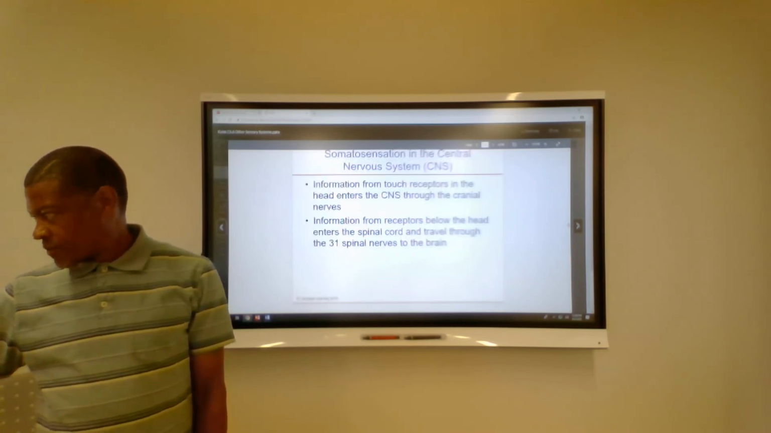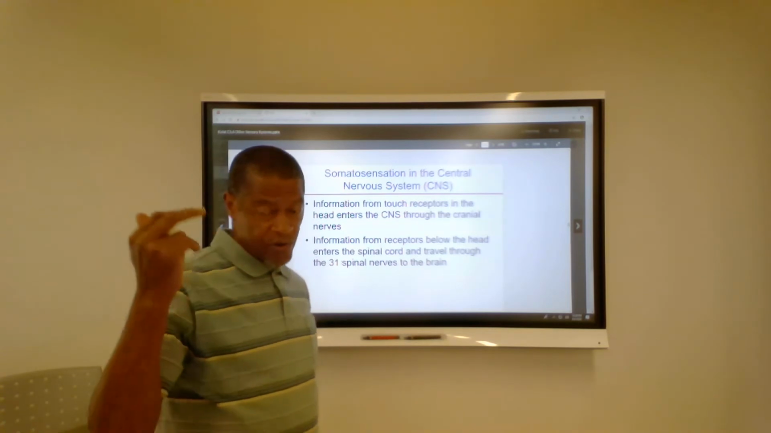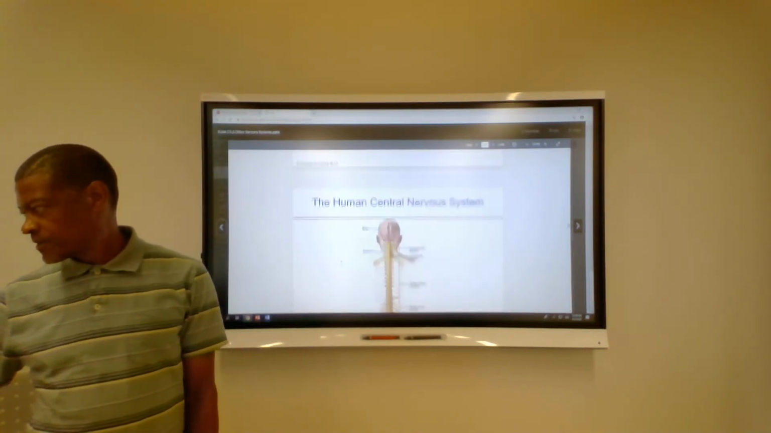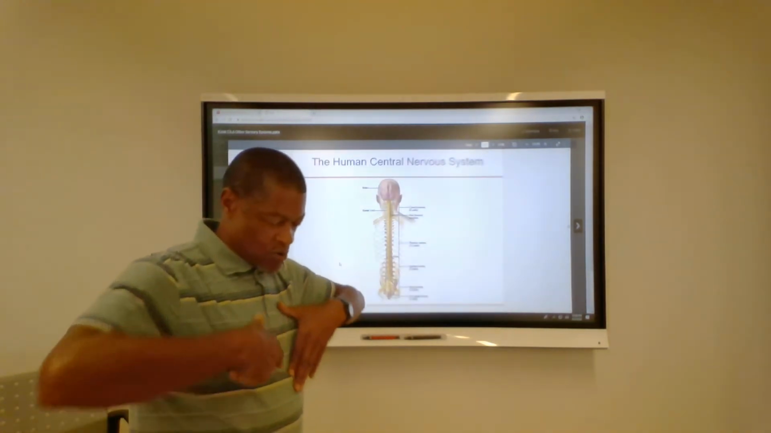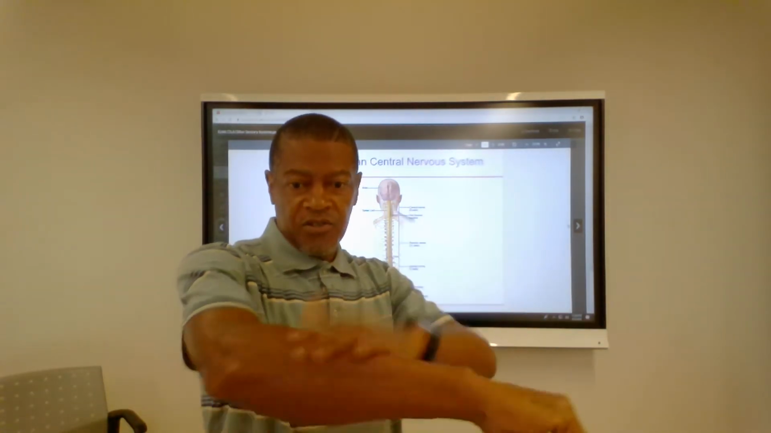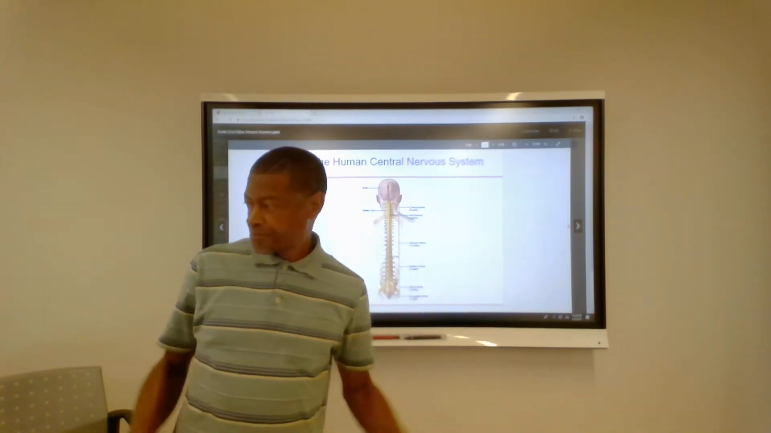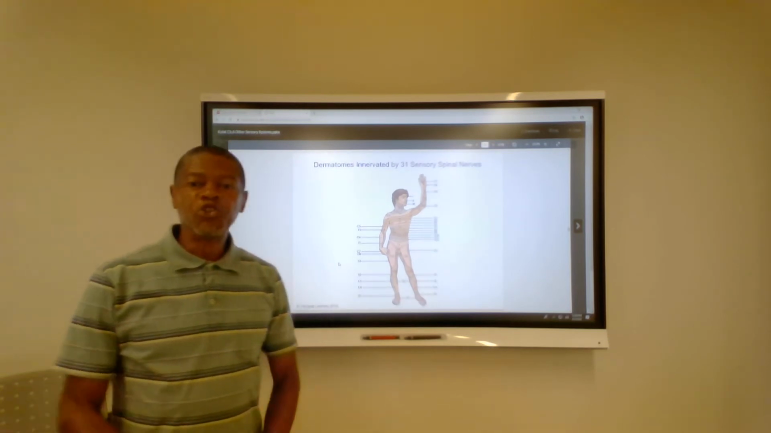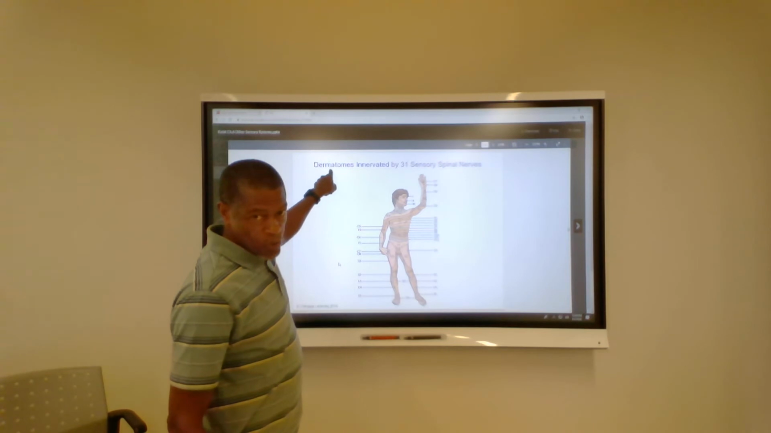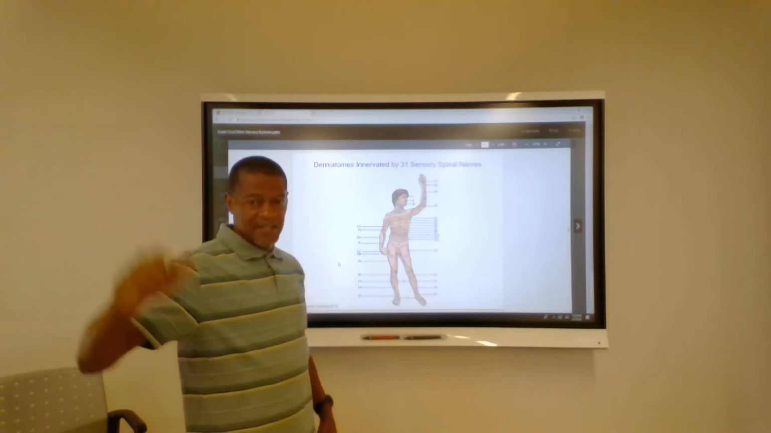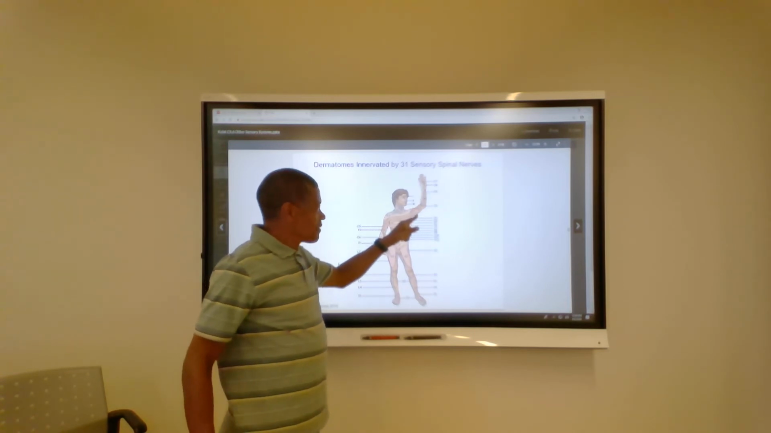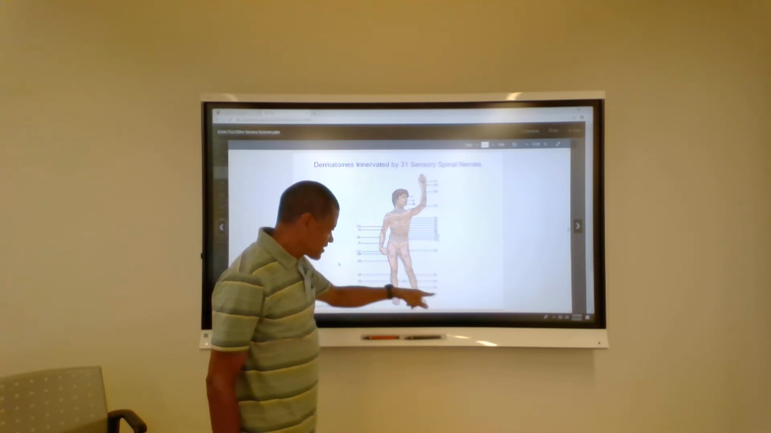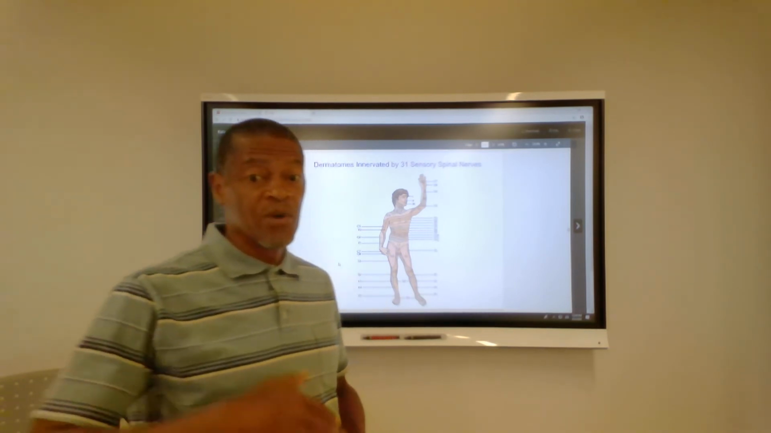So this number 31 here, you have 12 pairs of cranial nerves, and you have 31 pairs of spinal nerves. As they come off the spinal cord, those spinal nerves then go to certain body parts, wherever it is in your body. The places that they go are called dermatomes. So here's a body. It's got different numbers: T3, T4, L4, L5, C5, S1. What does all that relate to? Well, you have different divisions of the spinal cord.